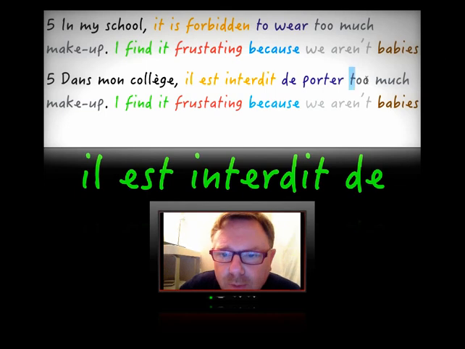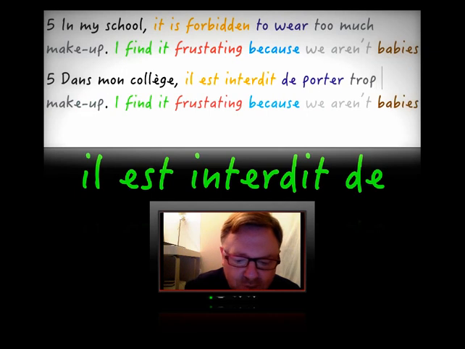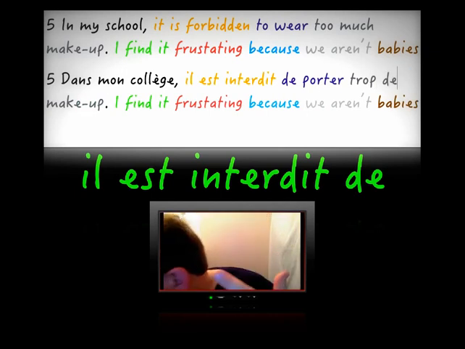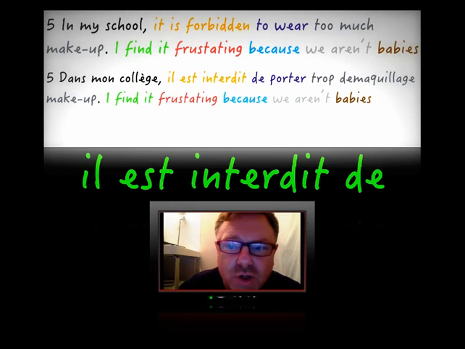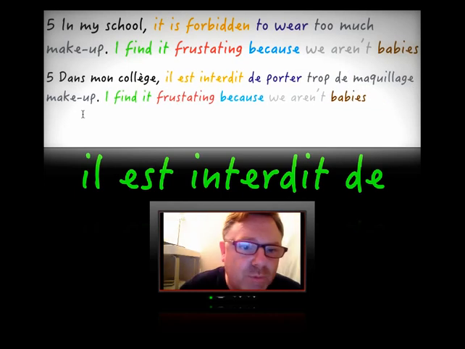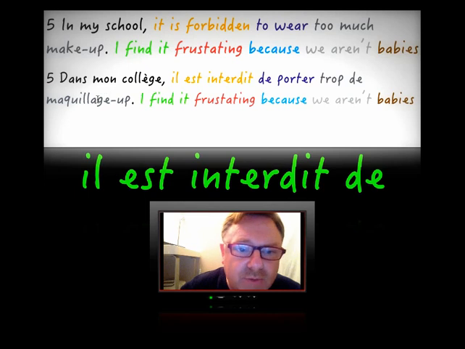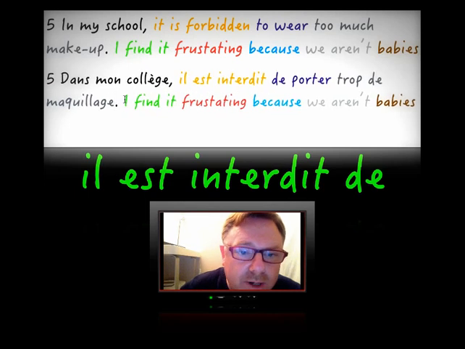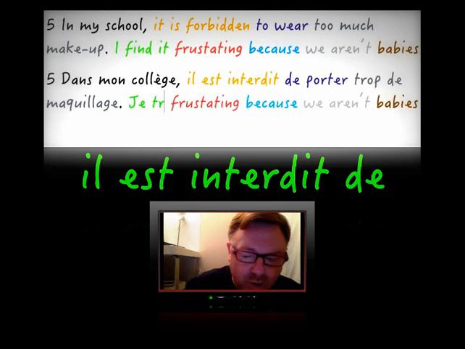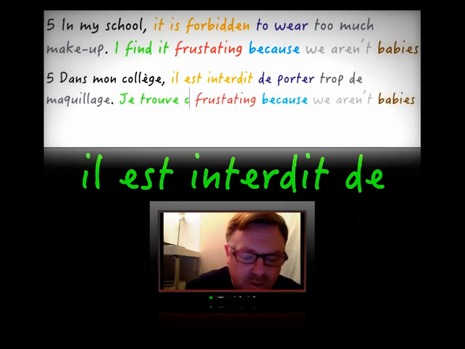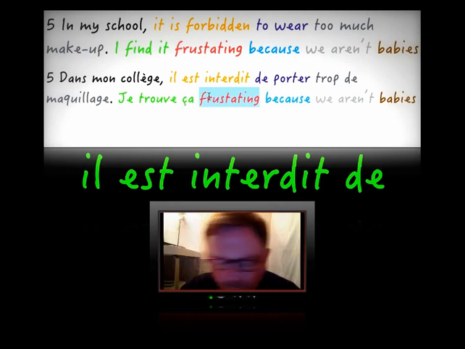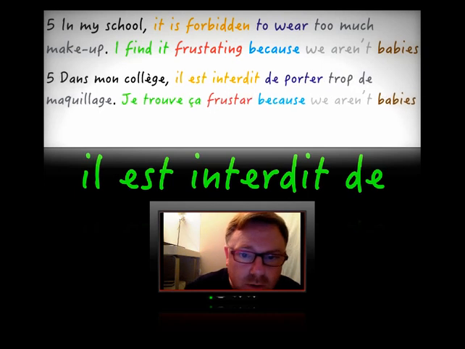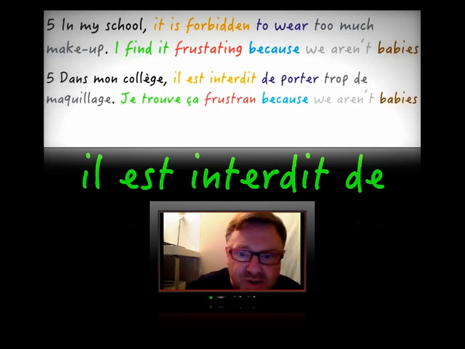So, too much makeup. Trop de. Trop is too much. So you got trop de, okay? And then makeup is maquillage. So, maquillage. Trop de maquillage. Two separate words there. Hasten to add. Let's just get rid of what we got here. Right, so je trouve ça. Now, frustrating. Frustrant. Except get the spelling right. Very frustrating if you don't get that right.